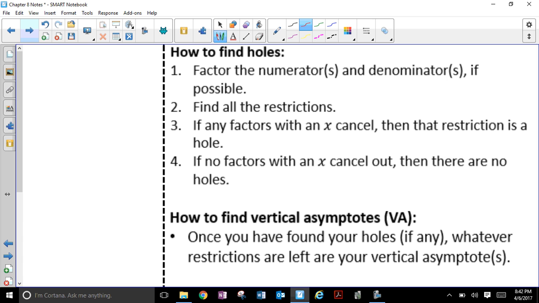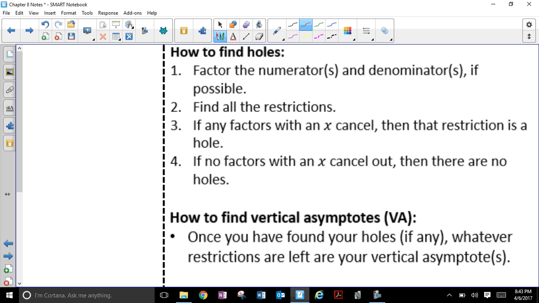Okay, so next, and this is put in the order that I suggest you do it. I suggest you find your horizontal asymptote first, then we deal with the holes and the vertical asymptotes, which is VA. Okay, so first you're going to factor all the numerators and denominators if possible, and find your restrictions. And that's actually the first and second step to both of these. So I would do the holes first and then your vertical asymptotes.